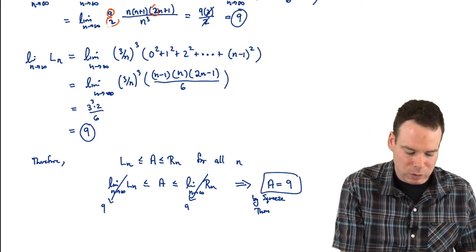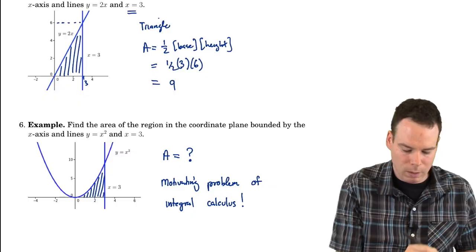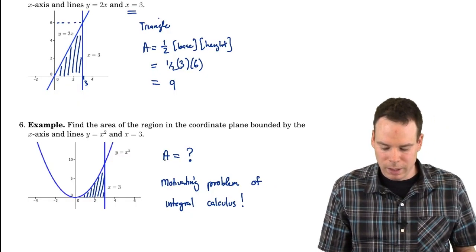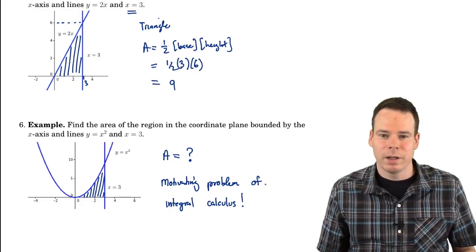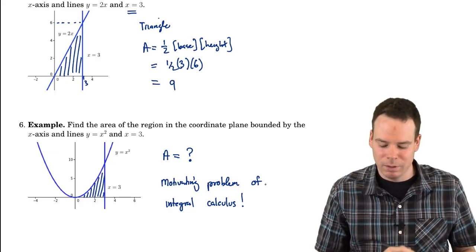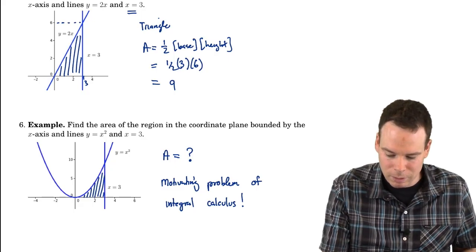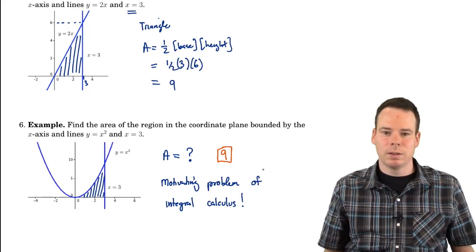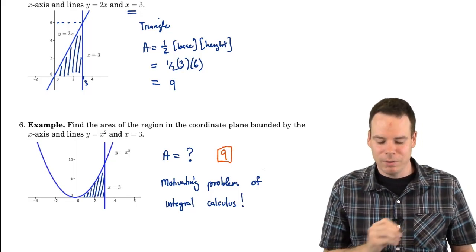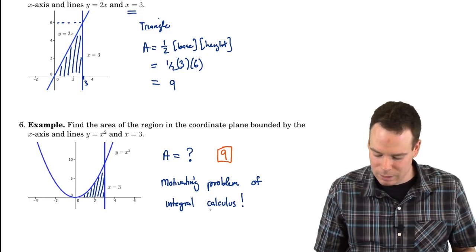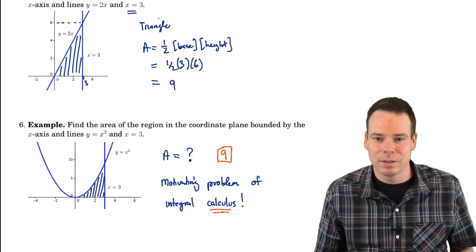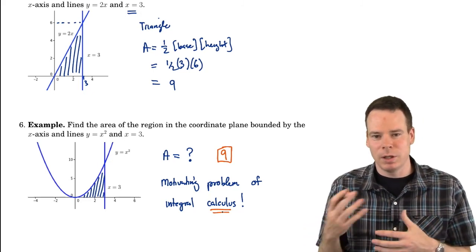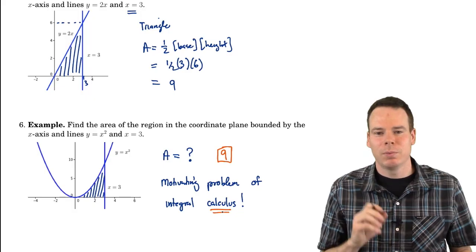So if we back up just a little bit, when we said find the area of the region, and I had A equals question mark, this is a motivating problem of integral calculus, we've solved this problem now. What's the area of the region? The area of the region is 9. We found it using calculus. We used limits. We did some process of approximating and then refining our approximation and then working out the value of a limit, and we got the value exactly.